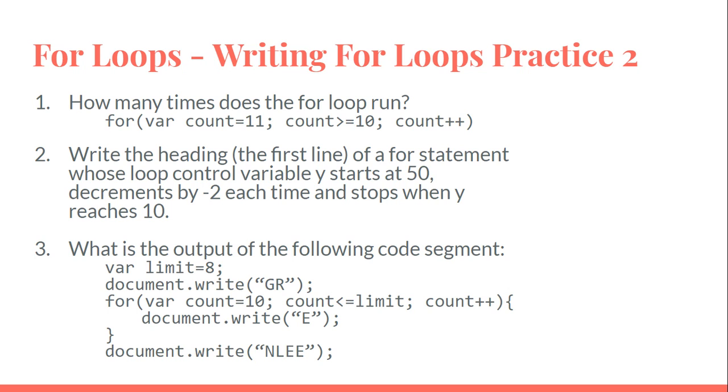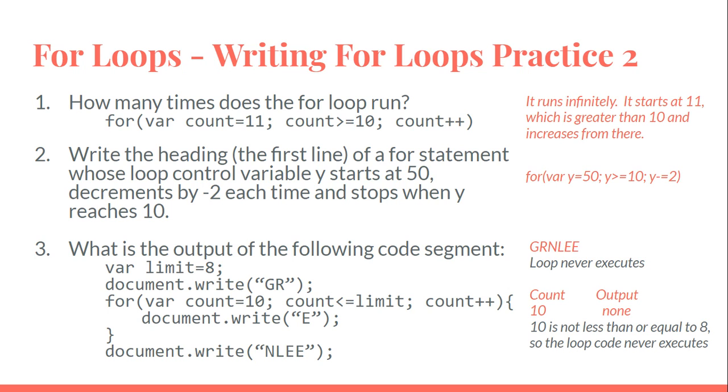Okay, here are the answers. For the first one, for var count equals 11, as long as count is greater than or equal to 10, count plus plus. This loop runs forever, infinitely. It starts at 11. 11 is bigger than or equal to 10, so it becomes 12, which is also bigger than or equal to 10, 13, 14, 15, etc. Something here has to give.